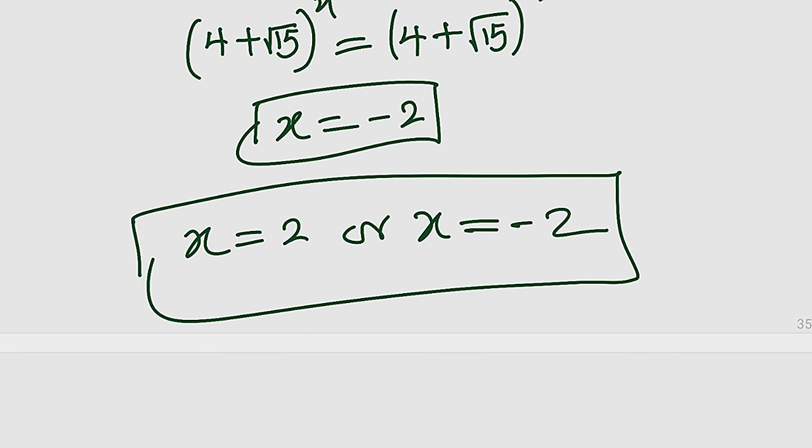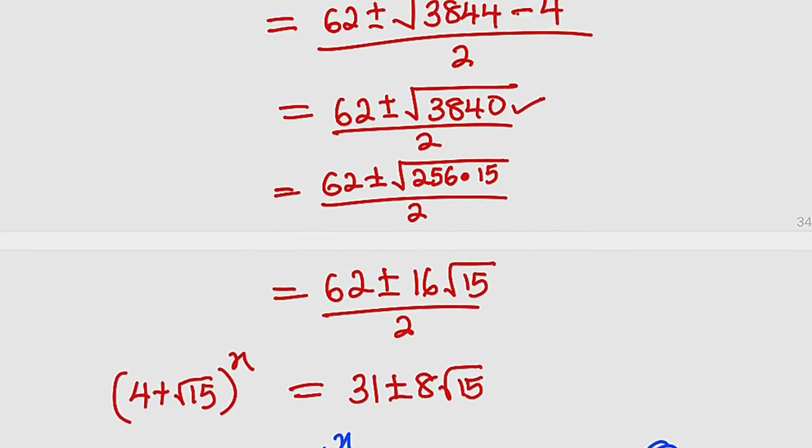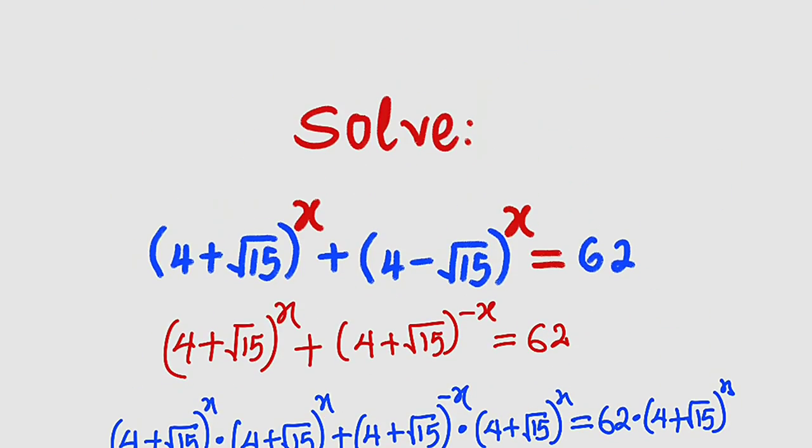But if you like, you can test them in the main equation. Just plug them here. Replace this with 2. Simplify the whole of the left hand side and see whether you're going to get 62. Then you replace x with negative 2 again. Simplify and see whether you're going to get this.